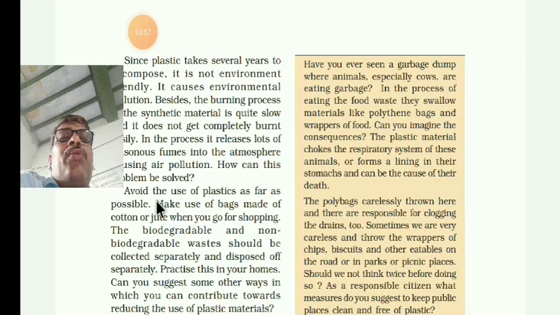Dear students, avoid here means you have to reject it. Give less importance to the use of plastics as far as possible. You have to minimize it. Instead, make use of bags made of cotton or jute, cotton bags, when you go for shopping.